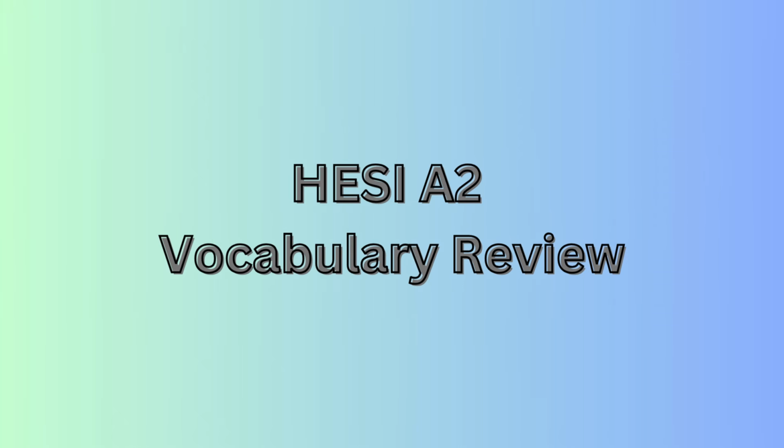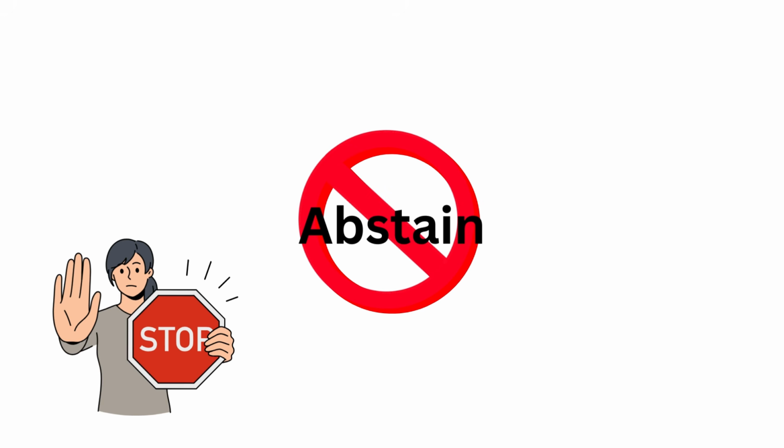Today I'll be going over some of the words or vocabulary that you may encounter while taking the HESI A2 exam. The first word is abstain. The bottom image is a good representation of what the word abstain means. It could be voluntary withholding or stopping oneself from doing something. You can think of the bottom image saying stop to help you remember what the word abstain means. You're voluntarily stopping or withholding yourself from doing something.